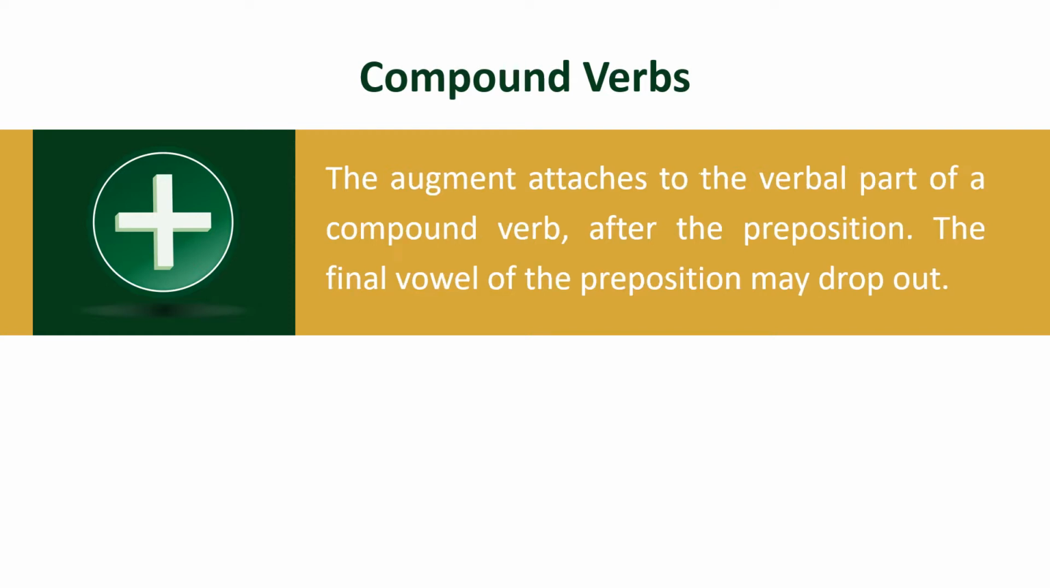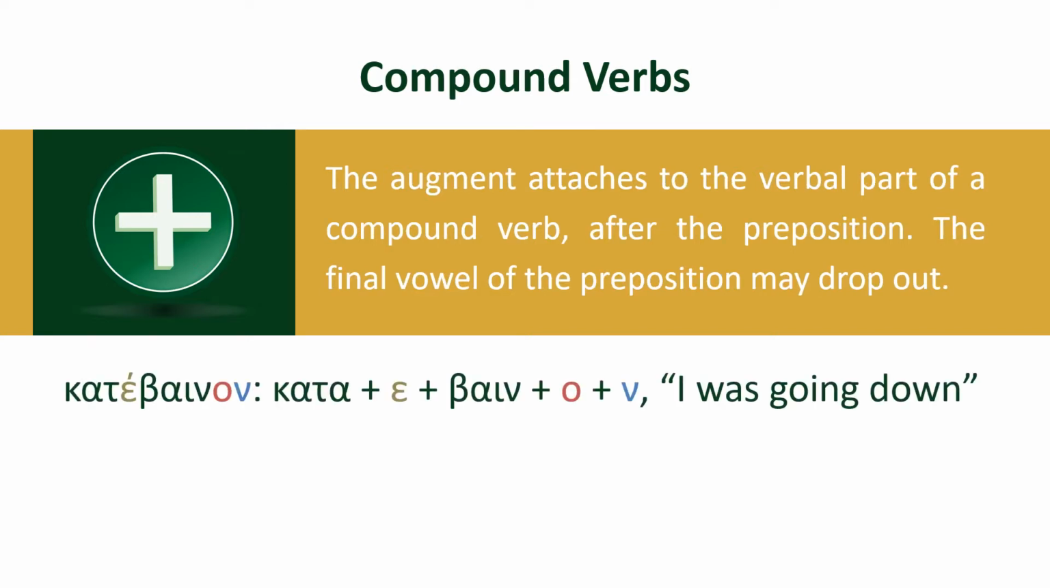Here are two examples to illustrate the idea. Firstly, katebainon, I was going down. It's from kata plus the augment epsilon plus the present tense stem bain, connecting vowel omicron, personal ending nu, katebainon. You can see that the final alpha in the preposition kata has dropped out when the augment was placed between the preposition and the verbal stem.